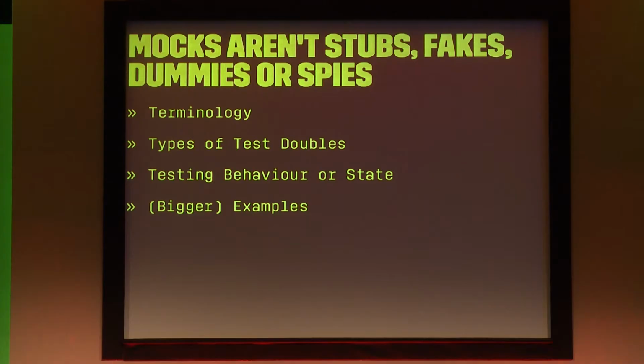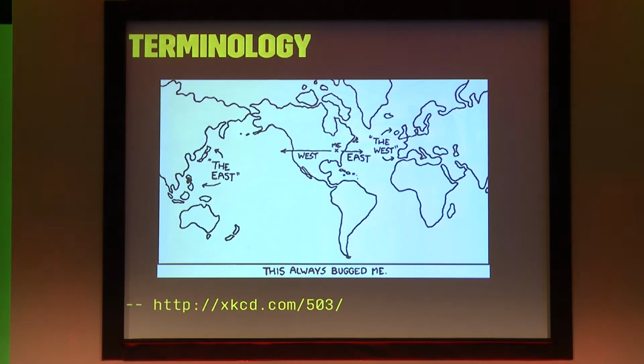So the talk's going to talk a little bit about terminology. We're going to go through the types of test doubles. And then we're going to have a look at testing behavior or state, which is kind of how your workflow changes based on what sort of doubles you're using. And then some bigger examples if we've got time at the end.